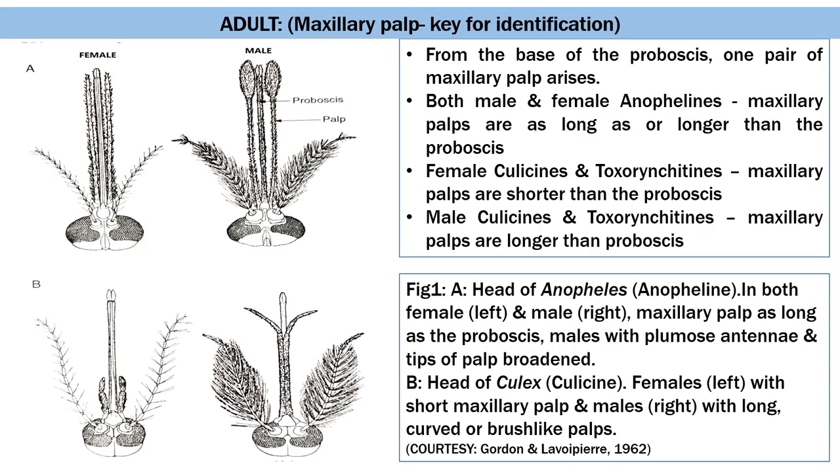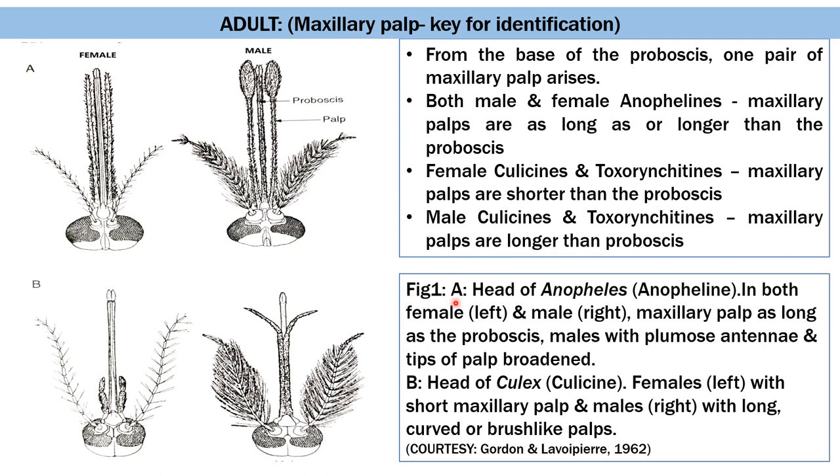Maxillary palp, another distinct structure of the adult head part, could be used for mosquito identification. From the base of the proboscis, one pair of maxillary palps arises. They bear many sensilla for receiving information from the environment. In both male and female anopheline mosquitoes, maxillary palps are as long as or longer than the proboscis. In female culicine and toxorhynchitine mosquitoes, maxillary palps are shorter than the proboscis. But in male culicine and toxorhynchitine mosquitoes, maxillary palps are longer than the proboscis.